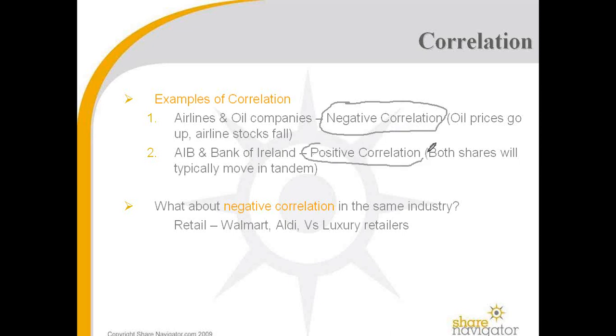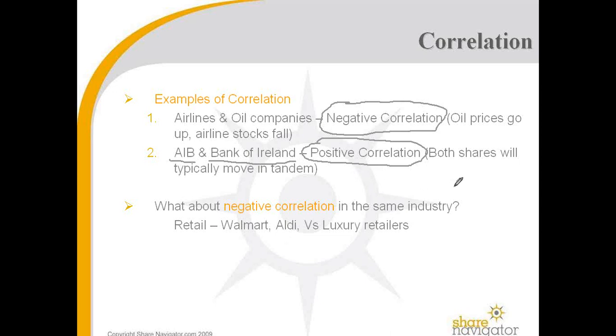An example of positive correlation is when two stocks tend to move closely together. For example, if AIB goes up by 2%, Bank of Ireland will roughly go up by something similar. Shares that are positively correlated tend to move in tandem. And unfortunately, an awful lot of investors in Ireland, their idea of diversification in the last 5 to 10 years was AIB, Bank of Ireland, and Anglo. And they all moved in tandem, as you can see.